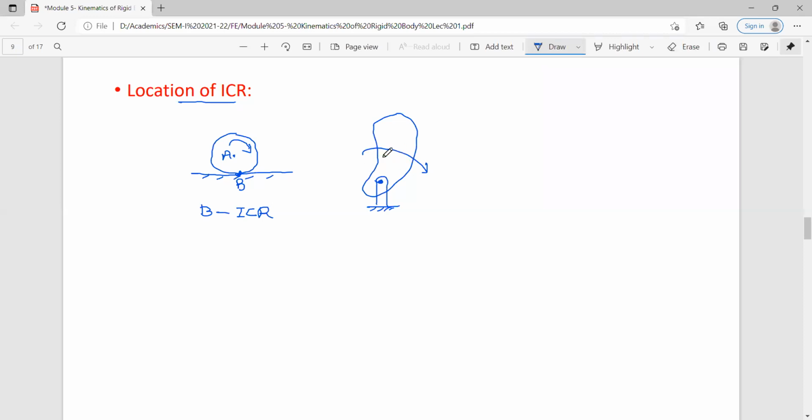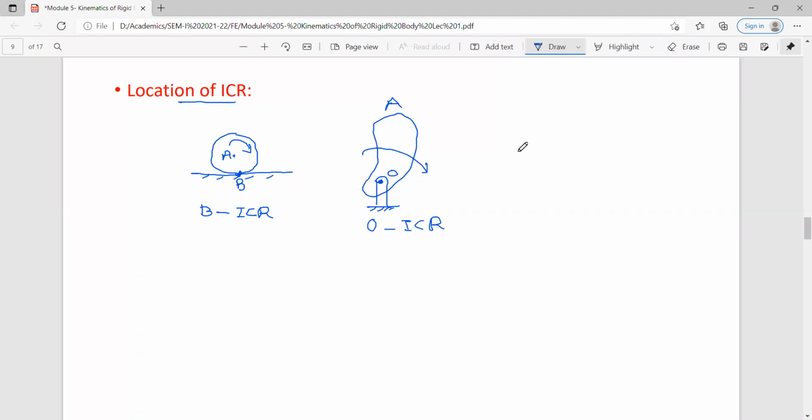Now can you tell me where is the ICR for this particular body? Suppose this is body A, not a particle. I am not telling it particle. This is the body A. This is point O. So which is the ICR for body A? Point O, right? In this case, point O is my ICR because this whole body is turning about this point.